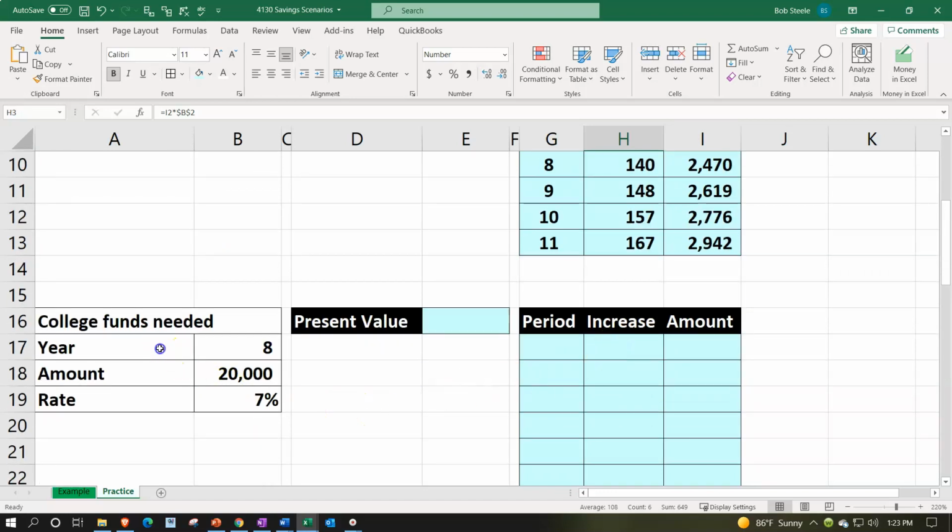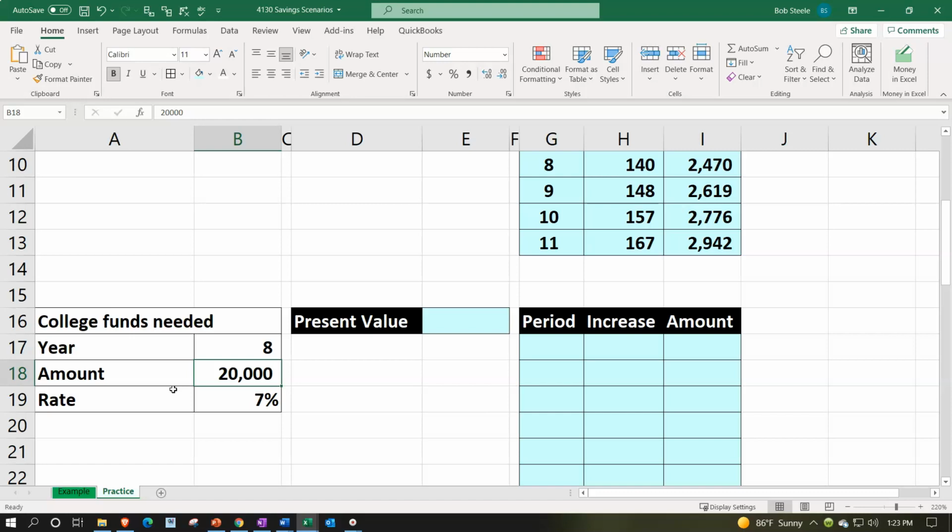Next scenario, a common scenario: we're saving for something. This time we're going to say we're saving for college. It's going to happen in 8 years. We need $20,000 in order to basically spend during that time period. We have 8 years to save $20,000, in other words.